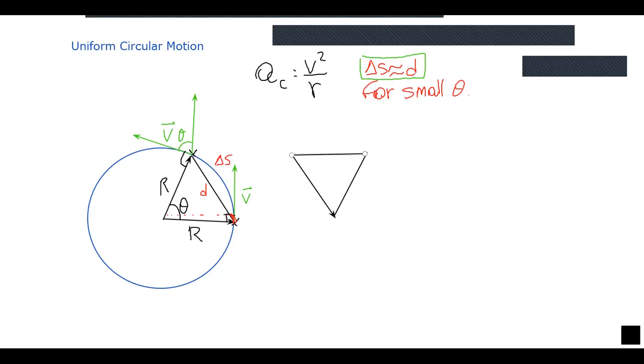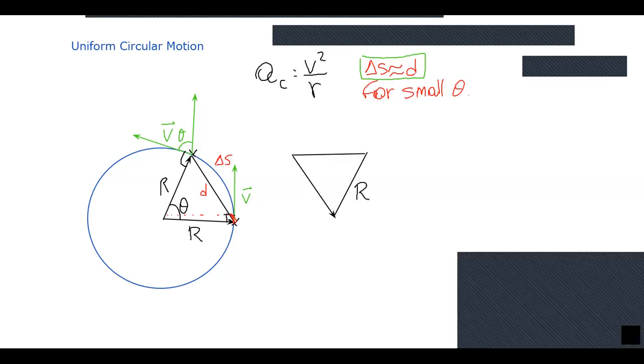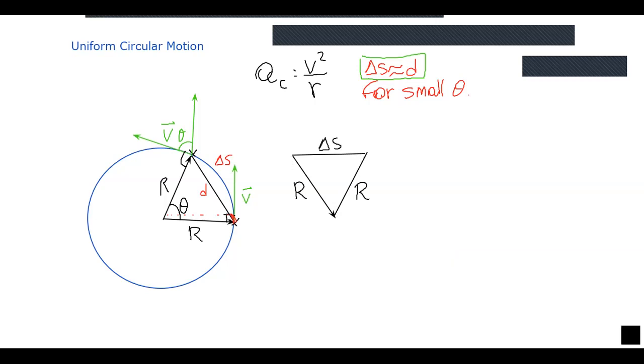So let's label things here. We have r, r, and as I said, we're going to call this delta S. And the angle between the two radii is theta. But because of what I just said, the two velocity vectors, which I have drawn up here, also make a triangle if I connect them like that. So we can draw the same triangle here for the velocity vector.